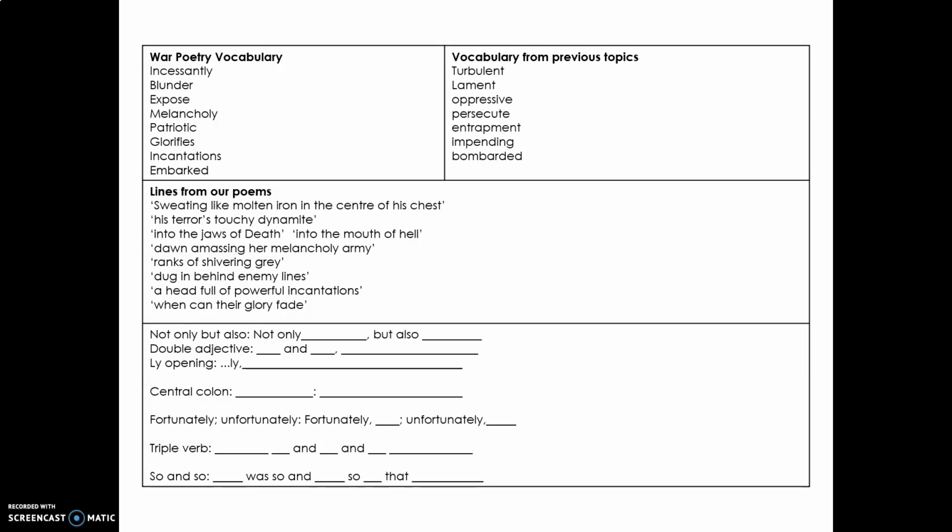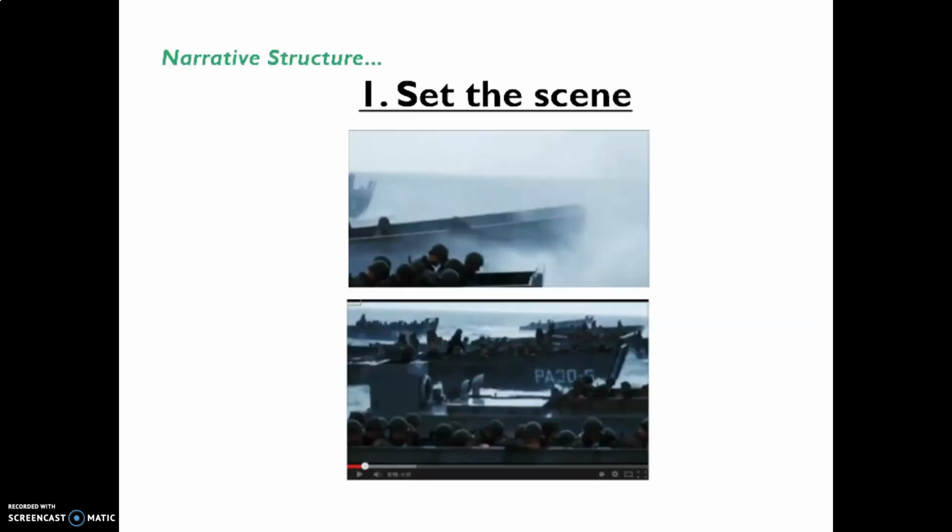So now we've thought about what we already know and what things will help us with the writing, it's time to start planning. So our first paragraph is all about setting the scene. We have two images here, or screenshots taken from the opening of the film clip you've watched. So we want to start planning around this first of all.